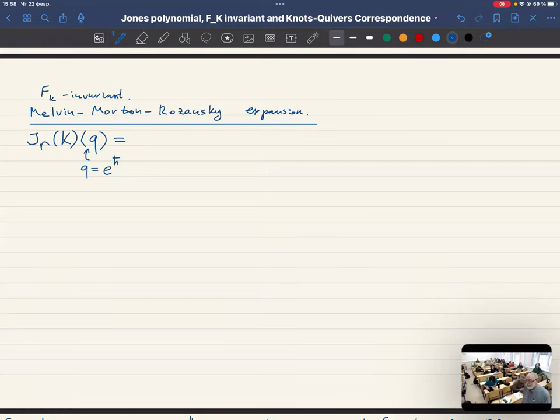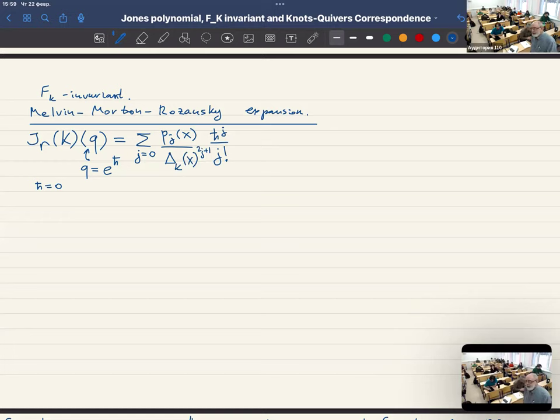And then Melvin, Morton and Rozansky conjectured, and it is now a theorem, that such a polynomial in a small neighborhood of h bar equals zero can be written as the following series. So here we have something coming from the exponent, and the coefficient is the following. Let me comment a bit.